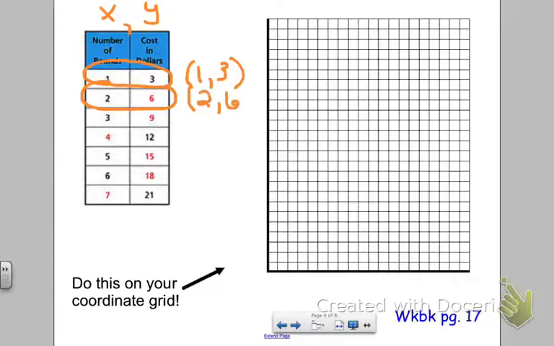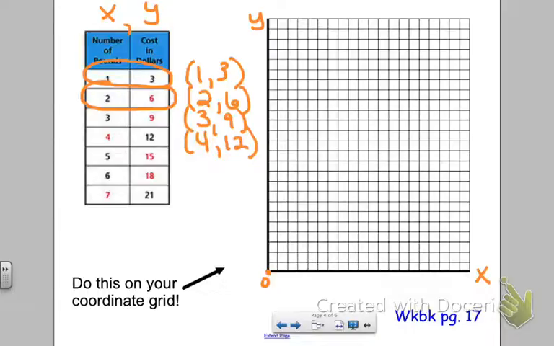Then I have 2, 6. Then I have 3, 9. 4, 12. And so on and so forth. This point right here on the coordinate plane, that's 0. This is my x-axis and this is my y-axis. This should probably be familiar to you.